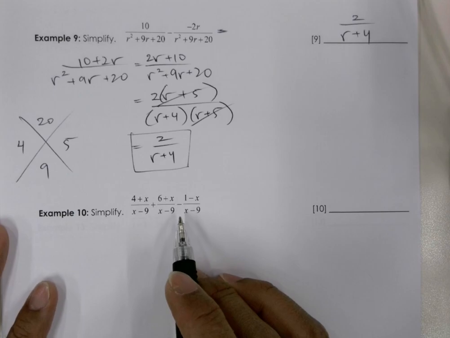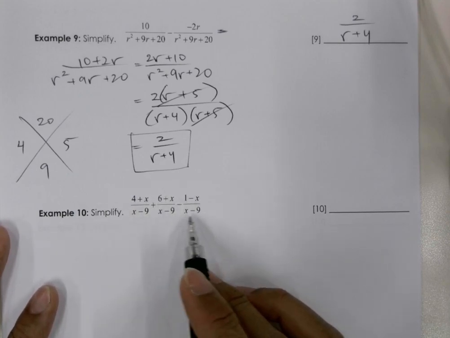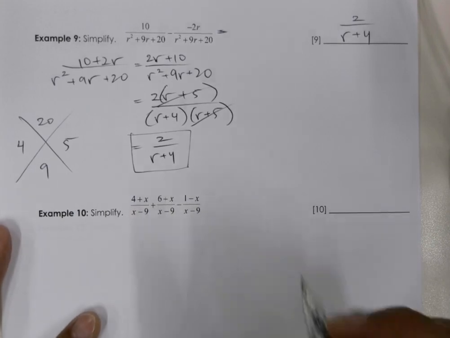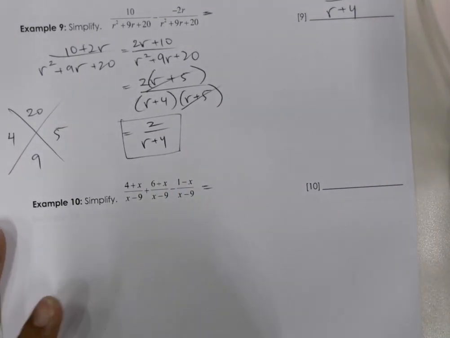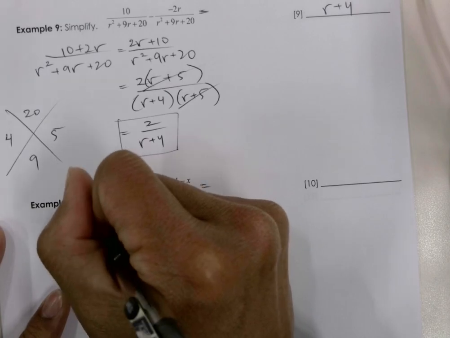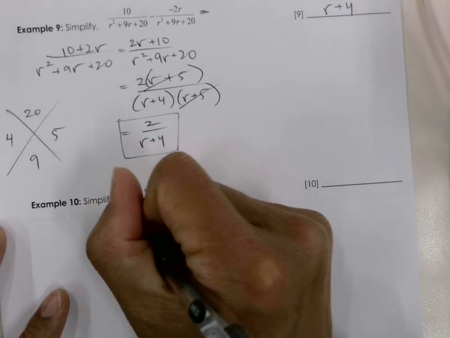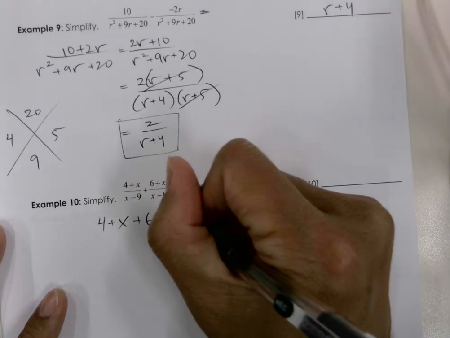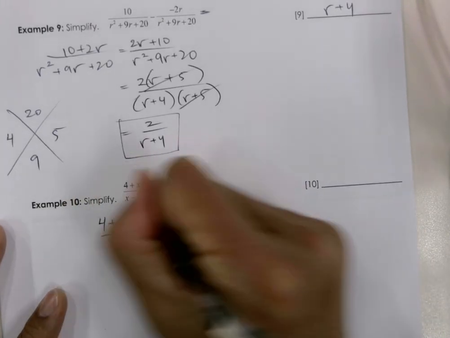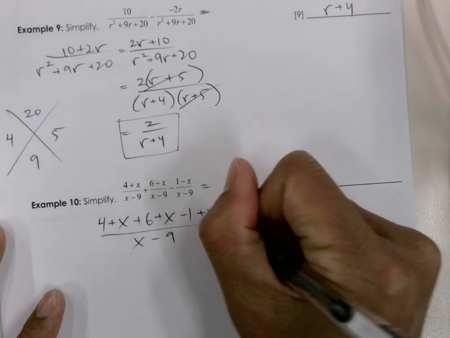All right. Now look at this one, right? Now we have 3 terms, all with the same denominator. So what can we do here? Well, we can combine all of them and then work it out, right? So we have 4 plus x plus 6 plus x minus, the minus distributes, so we get a minus 1 plus x over x minus 9.